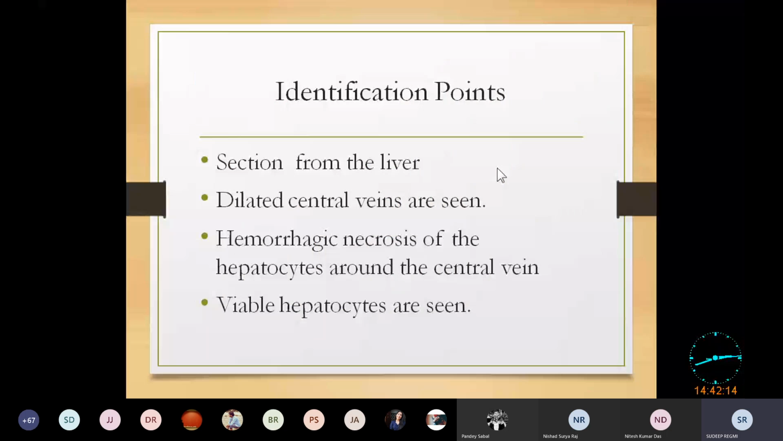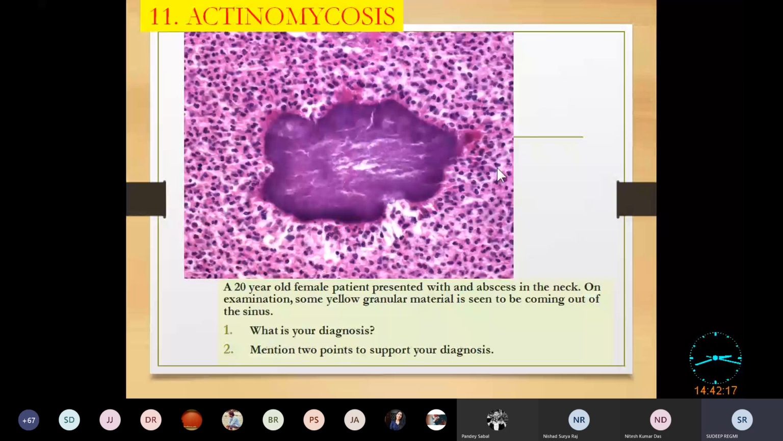Okay, can anyone describe this, please? 11th slide. What is this? The diagnosis is there. You can just describe what you can see. The section shows an abscess. Very good. First, there is an abscess. Abscess means there are sheets of neutrophils. All these cells, okay, these are neutrophils.